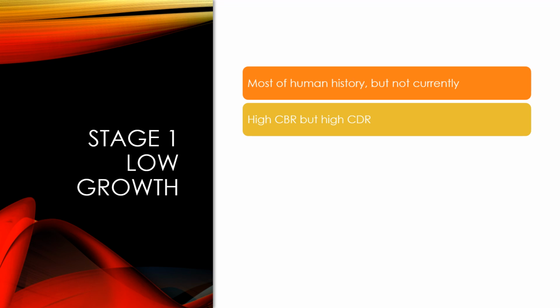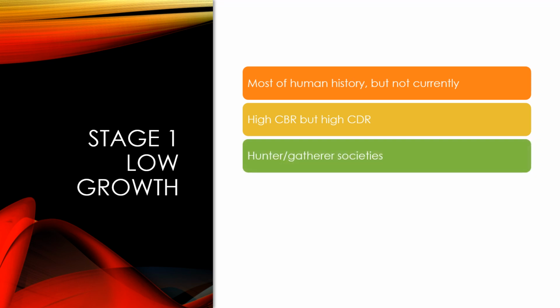You had a high crude birth rate and a high crude death rate. Babies being born all over the place, right? And you need them to pick all the berries and hunt all the saber-toothed tigers. But guess what? People dying all over the place too. You roll through aunts and uncles just like that. I mean, it was tough. Hunter-gatherer societies, but we can also say you start to see agricultural societies at stage 1.